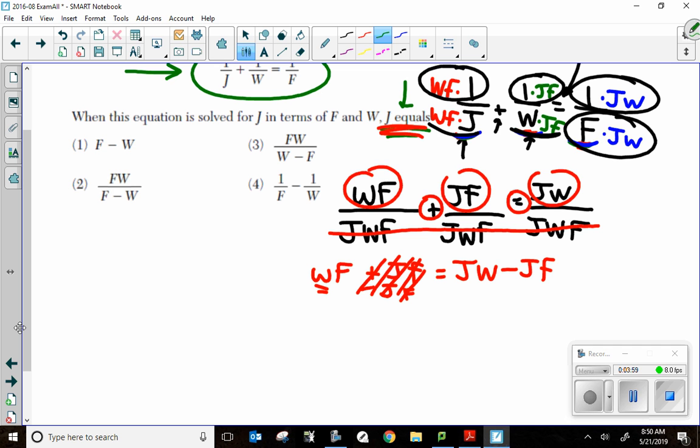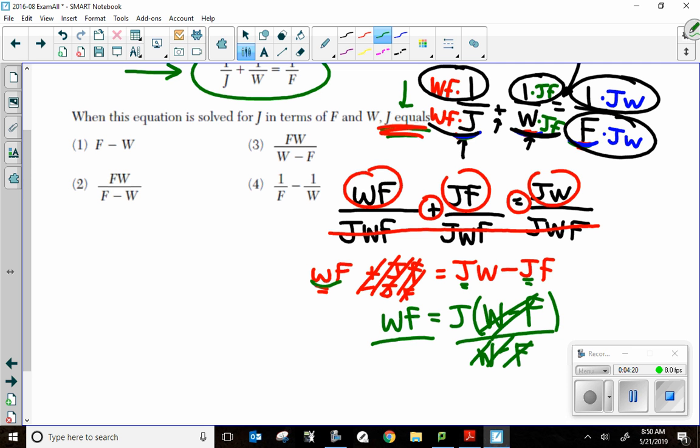I'm going to factor out a J. If I factor out a J, I now have W minus F, since I factored a J out from both, equals WF. The last step I need to get J alone is to divide by W minus F. So ultimately, J equals, and I'll write these alphabetically, so the F comes before W, all over W minus F.